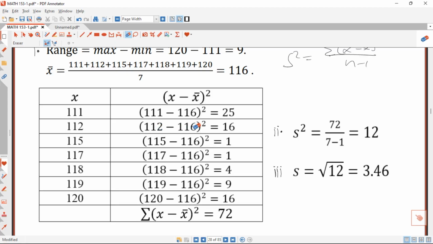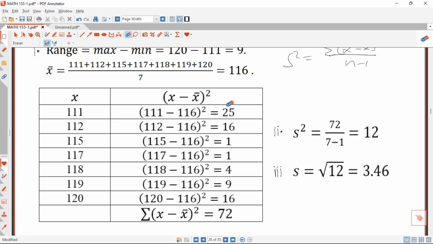112 minus 116 is surely going to give us -4. When you square the -4, you are getting 16. 115 minus 116 is going to give us -1. When you square it, you are getting 1. 117 minus 116, you are getting 1. When you square it, you are getting 1 here. 118 minus 116, you are getting 2. When you square it, you are getting 4 here. 119 minus 116, we are getting 3. When you square it, you are getting 9 here. 120 minus 116, we are getting 4. When you square it, you are getting 16 here.